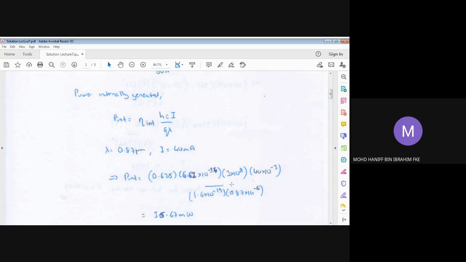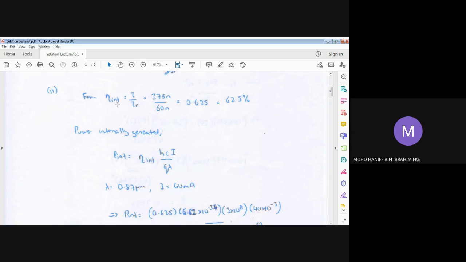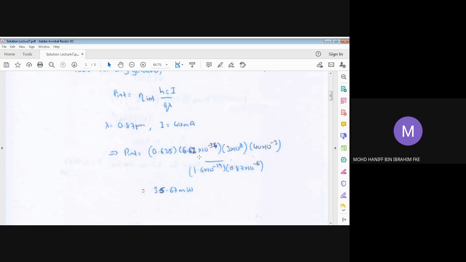Basically, it depends on your internal quantum efficiency. If you have higher internal quantum efficiency, the internal power generated will also increase. Hopefully you understand these questions clearly. So let us proceed with the next example here.